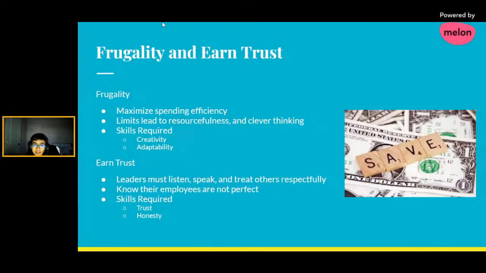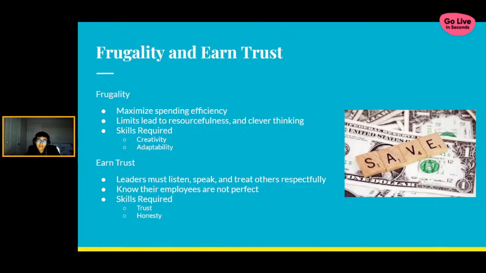Next, frugality and earning trust. In terms of frugality, leaders must maximize their spending efficiency. Limits that may be imposed will actually lead to resourcefulness and clever thinking to work around these limits. In order to do so, leaders must be creative and adaptable.